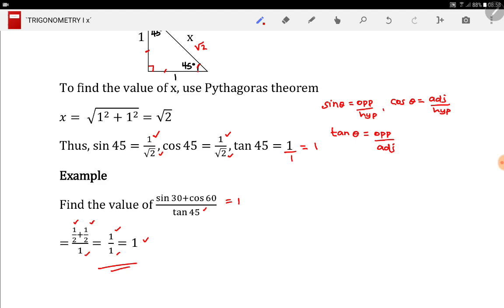Now, having discussed the important points in this topic, next we will discuss the past KCSE questions that have been tested from this topic.